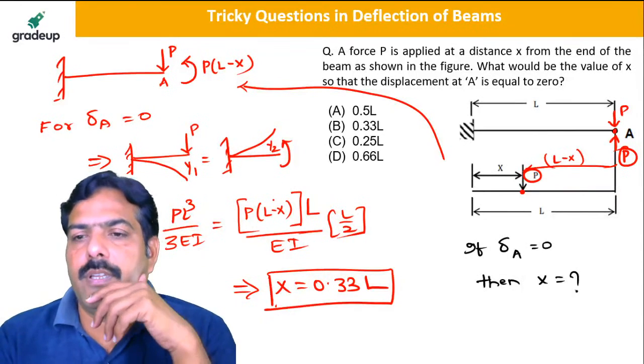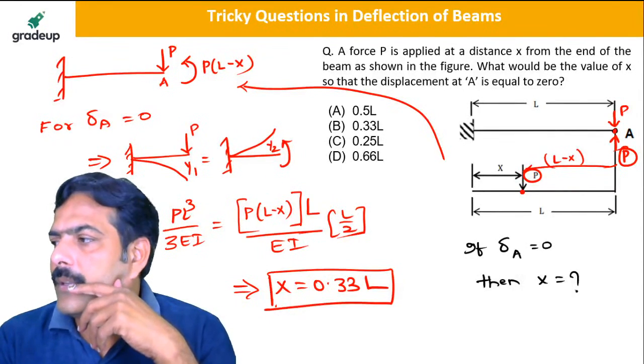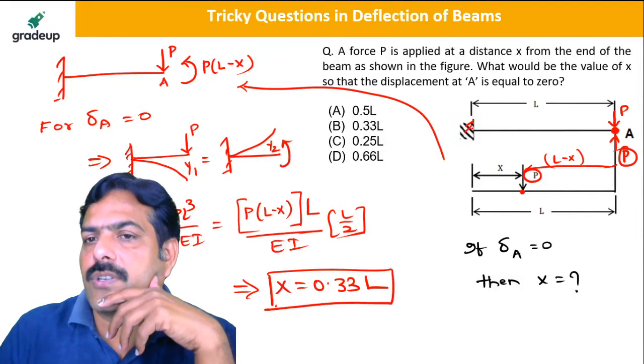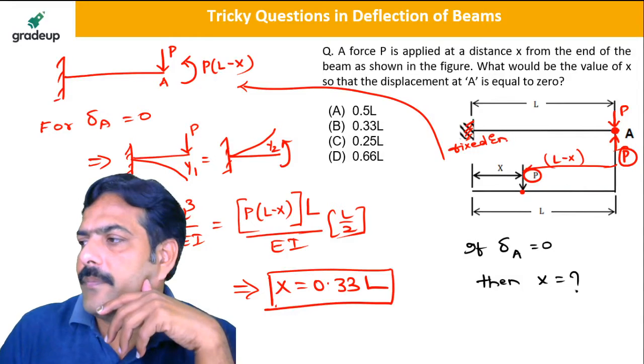So let's proceed to the next question, my dear friend. A is not fixed. A is here. A point is not fixed. This is fixed. This is the fixed end.